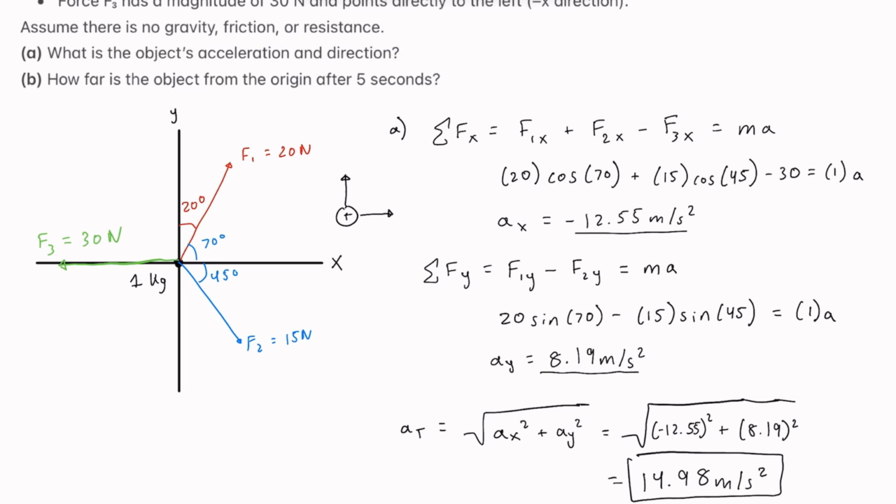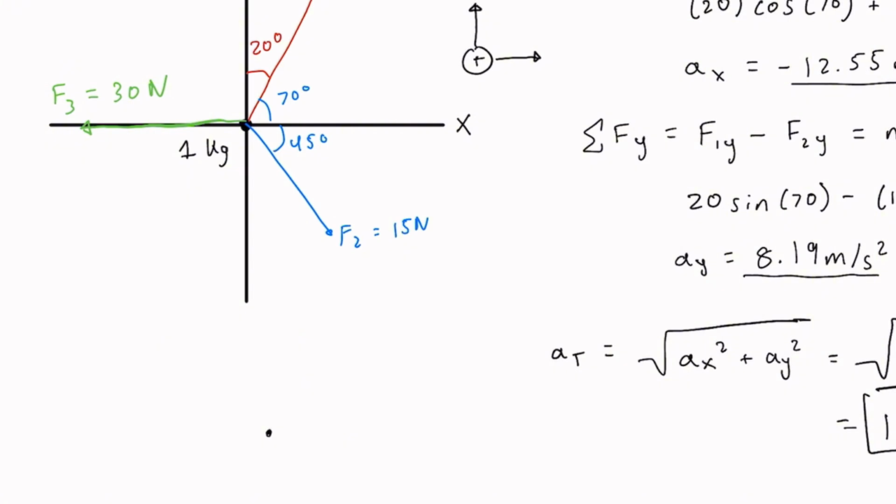Now before we find the direction, let's visualize what this acceleration vector looks like. We have some ax to the left, which has a magnitude 12.55 meters per second squared. And we also have acceleration in the y direction, which is 8.19 meters per second squared. The total acceleration vector looks like this, the sum of the x and y accelerations. This is the hypotenuse of a triangle we just made out of the different acceleration vectors. So the hypotenuse is a total.